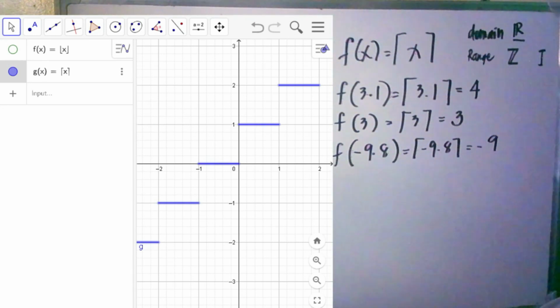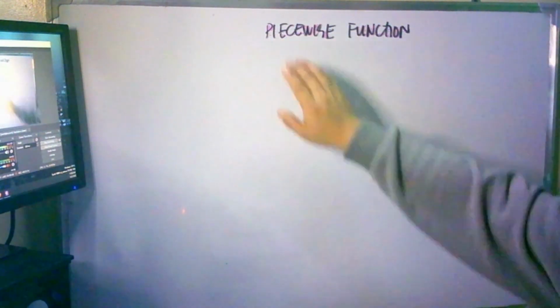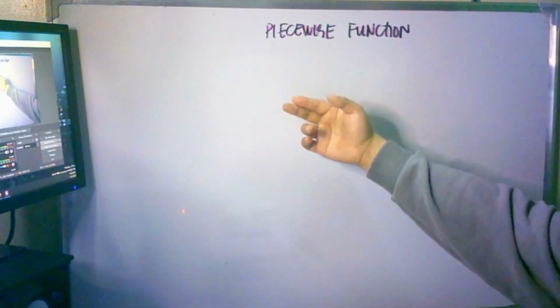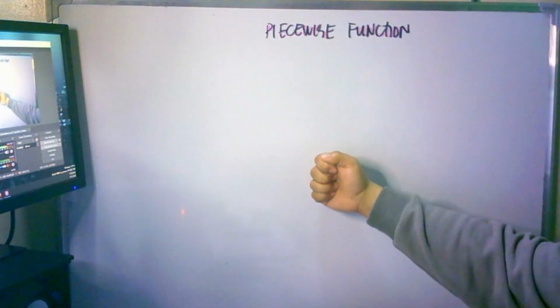Alright then, let's proceed to the last special function, and actually the last function for this chapter. It's called the piecewise function. Piecewise functions are functions that are actually composed of different pieces of functions. That's the definition. We focus on the term piece. So a piecewise function is composed of more than one function. It could be 2, it could be 3, or it could be more.